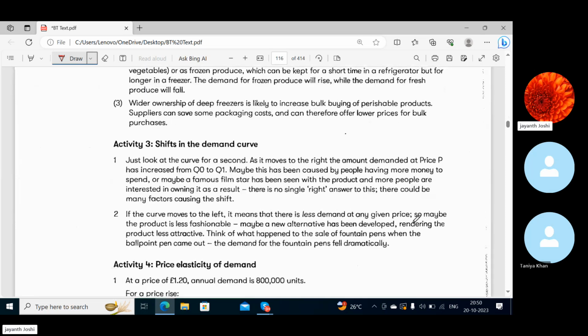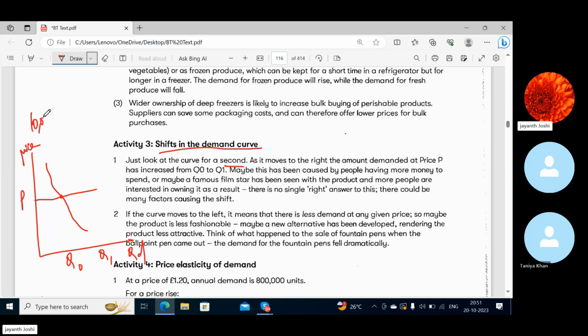So what they are saying is shifts in the demand curve. Just look at the curve for a second. So the curve was like this, right? The price was here, and quantity demanded Q0, quantity demanded Q1. Here you have taken price, here you have taken quantity demanded. The price was the same, but at the same price your demand was Q0 when your income was 10,000 rupees, and it was Q1 when your income is 1 lakh rupees.